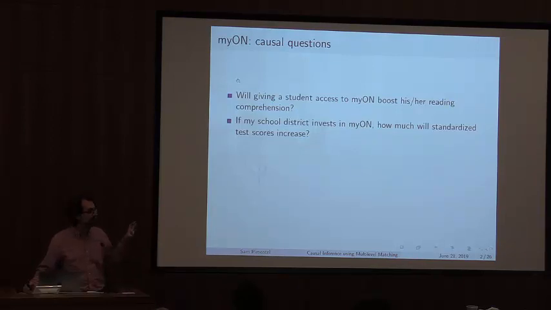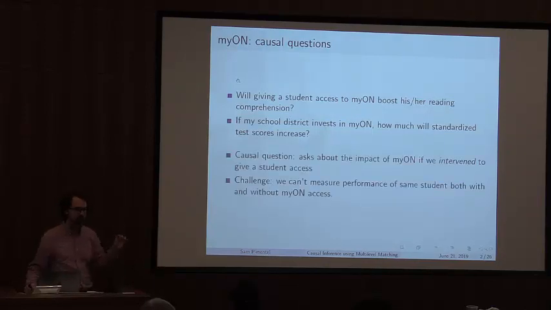So, zooming out a little bit, both of these questions are causal questions in the sense that they ask about some intervention that we want to make into the world and what the effect of that intervention will be. So for the first question, we're asking, if we gave a particular student access to Myon and we followed them all year long and they took a test, how would the score on that test be different from if the same student had not had Myon access and had to take the same test?